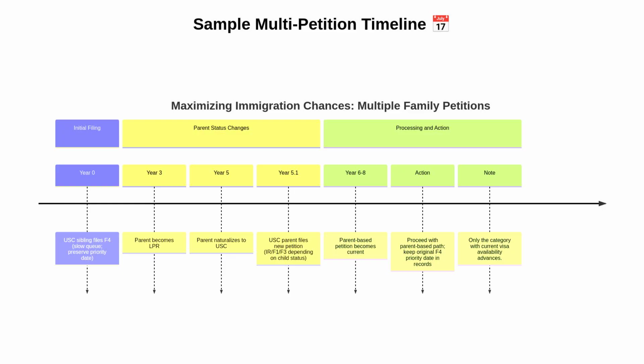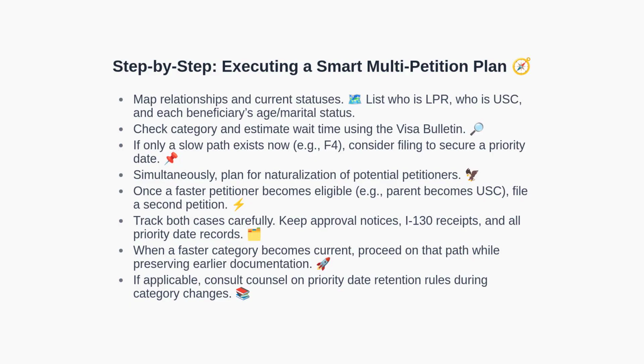With the timeline clear, let's walk through practical steps. To execute a multi-petition plan, start by mapping relationships and immigration statuses. Next, identify the likely category and consult the visa bulletin to estimate wait times. If only a slow option exists, such as F4, consider filing to secure a priority date. Meanwhile, plan for the naturalization of potential petitioners who can open faster categories. Once a faster petitioner becomes eligible, file a second petition promptly.